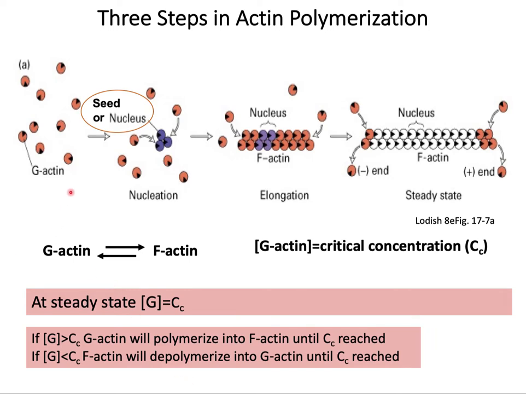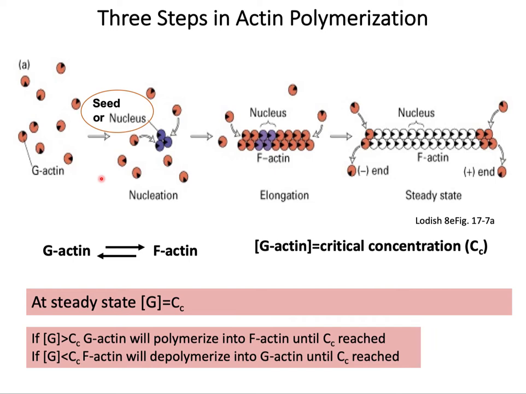Actin polymerization takes place in three steps. The first step is known as nucleation. What happens in the first step, and this is the rate-limiting step, or the slowest step, is that you have a group of G-actin monomers and a few of them will come together to form a trimer. Sometimes it is also known as a seed or a nucleus, and this step is known as nucleation. Once this happens, polymerization will occur much more rapidly.